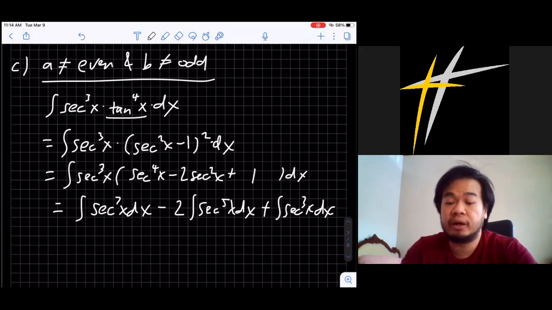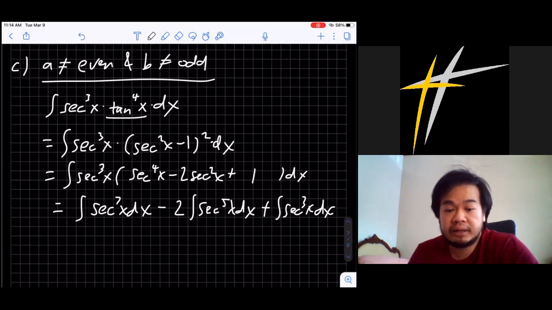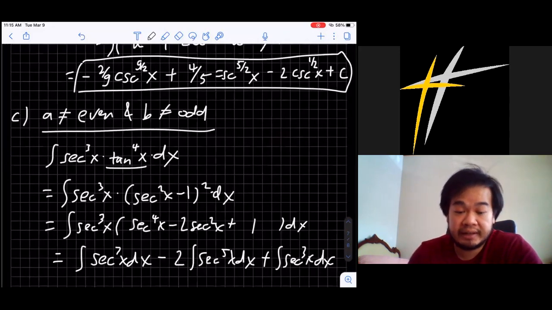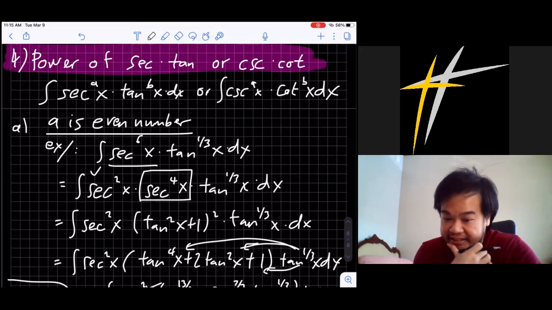I'm not gonna show you how to do it in this video because it will take a very long time, but at least you know how to do it. Okay, so that's number 4. That's if the power is for secant x tangent x or cosecant x cotangent x.